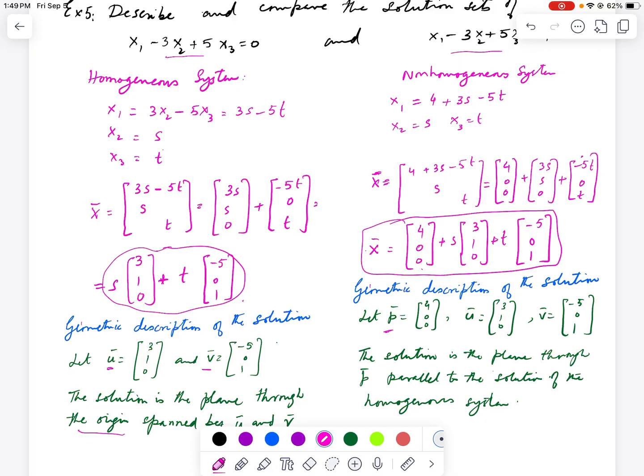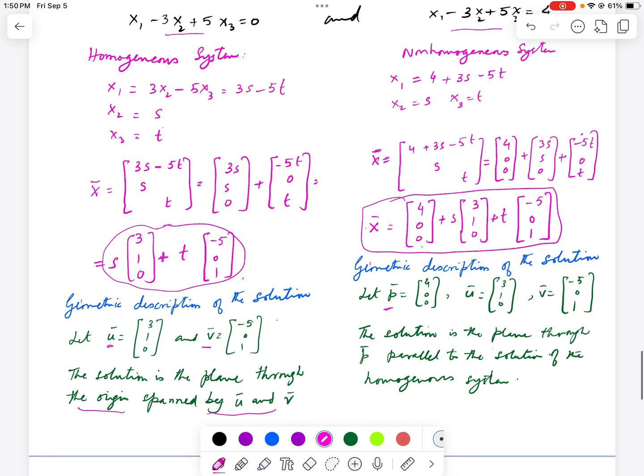That will be the solution, the same thing as before, but a plane that passes through p, so not through the origin. So this plane does not pass through the origin in the case of the non-homogeneous system. It is a plane parallel to the plane which is the solution of the homogeneous case, but this new one is translated by p. In other words, it is the plane that passes through p and is parallel to the solution of the homogeneous system. This is what you need to be able to explain. So that is it for 1.5.